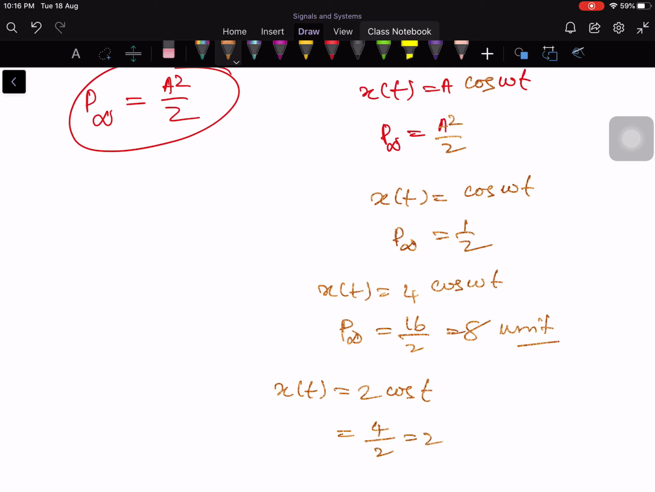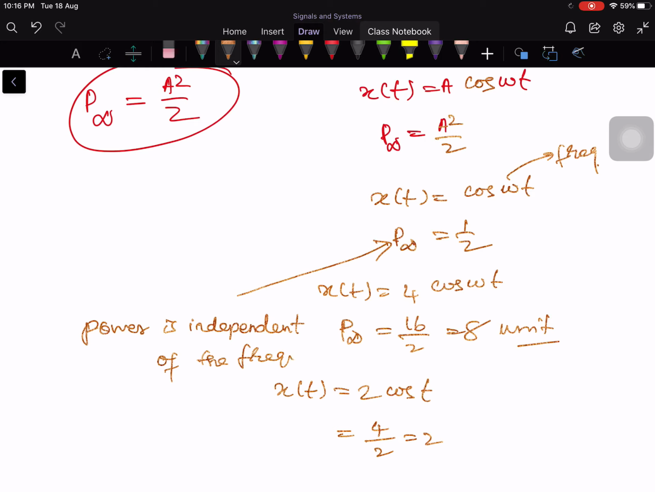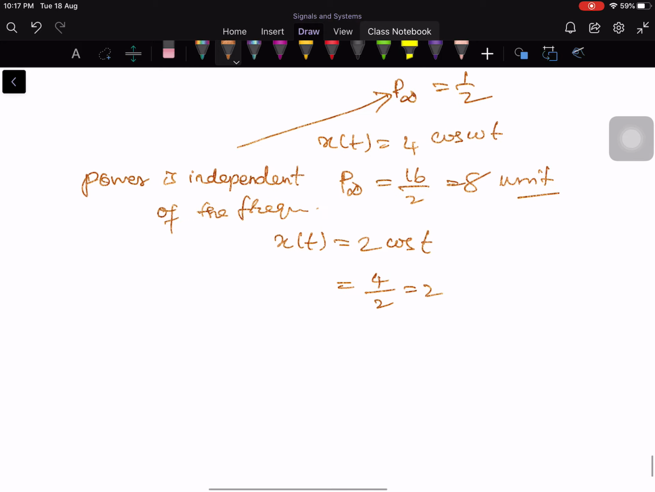And one more thing, this power is independent of the frequency. So this is the frequency, omega is the angular frequency. So one important point is power is independent of the frequency, that you should note. So finally I will take one more example. With that I will conclude this lecture.